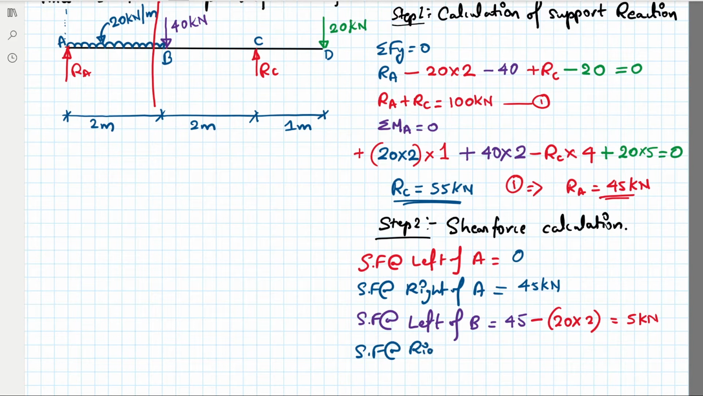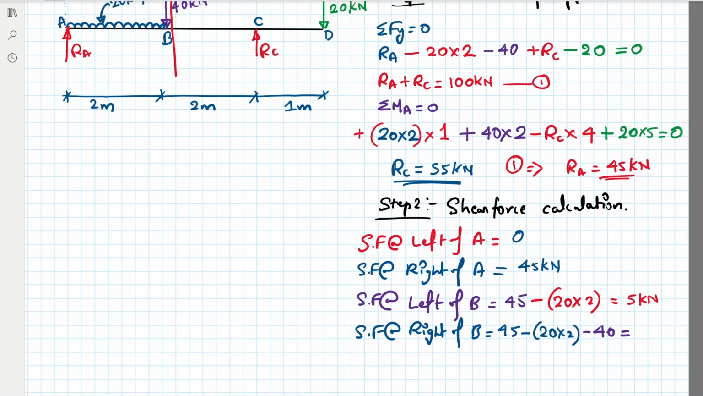So the answer is positive. Then if I consider shear force at right of B, I will shift that section to the right of B. I will consider the left portion of that particular section. RA is acting upward, so I will take it positive. Then the UDL is acting downward, 20 into 2. Then we have one more force, that is 40 kilonewton, which is acting downward. Therefore minus 40: from 5 kilonewton, if I deduct 40, we will get minus 35 kilonewton.